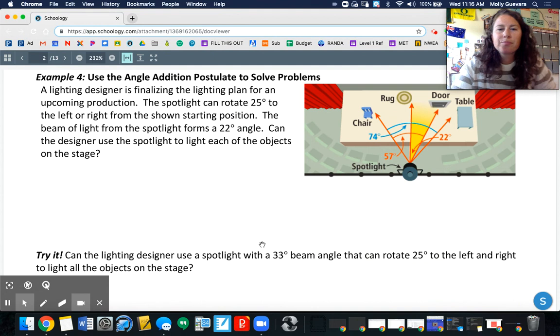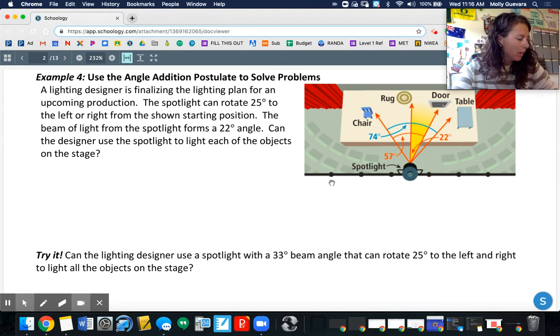So for example 4, this is actually one that we're going to go over in class. I mean, we're going to do all of these in class, but this one involves way too much drawing for me to be able to do it on my tablet. So we're going to do example 4 and the try it in class. So if you are watching this because you missed the in-class notes, then let's meet one-on-one and we can go over this problem together.